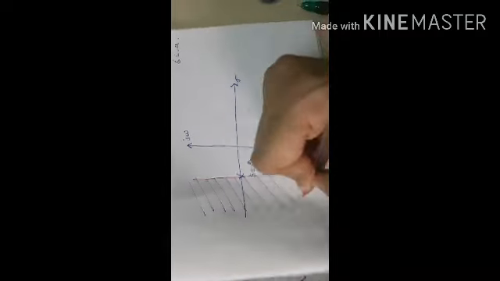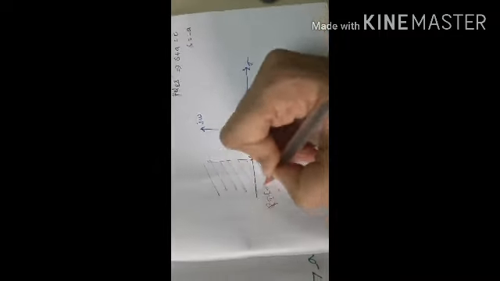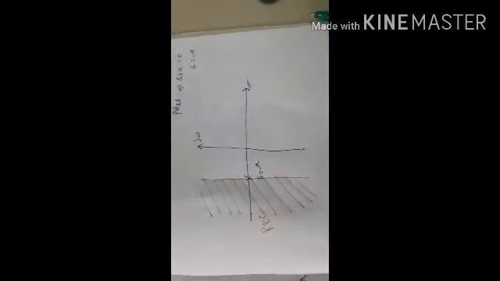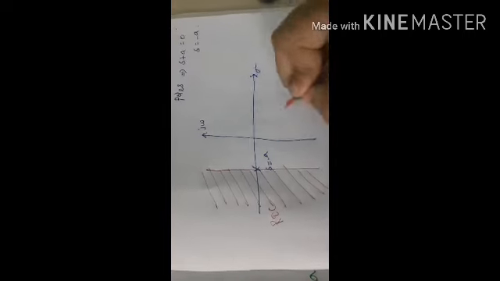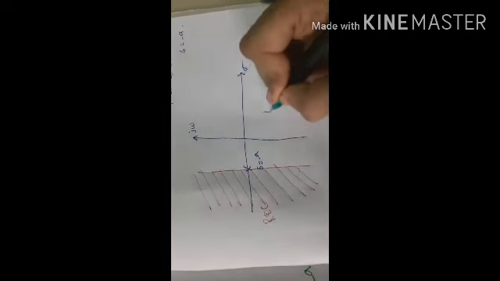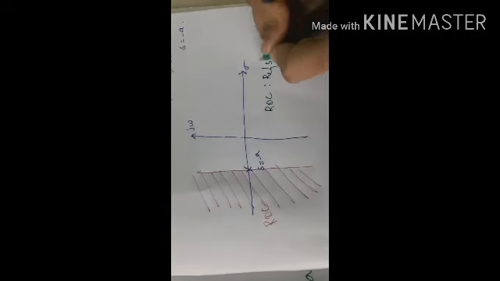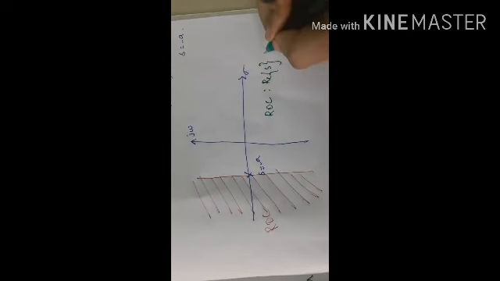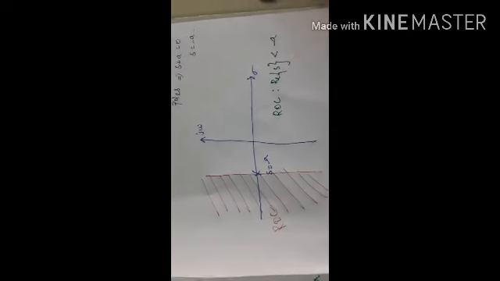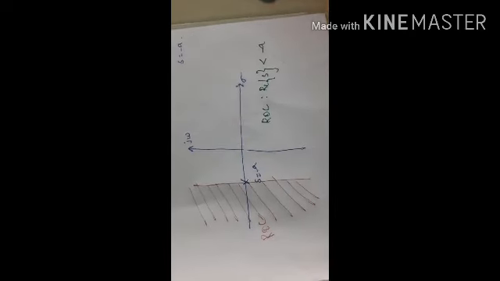See, the signal is a left-sided signal. So its region of convergence will be on the left side of this pole. This is the region of convergence, which is on the left side of this pole. So our region of convergence is the real part of s less than minus a.